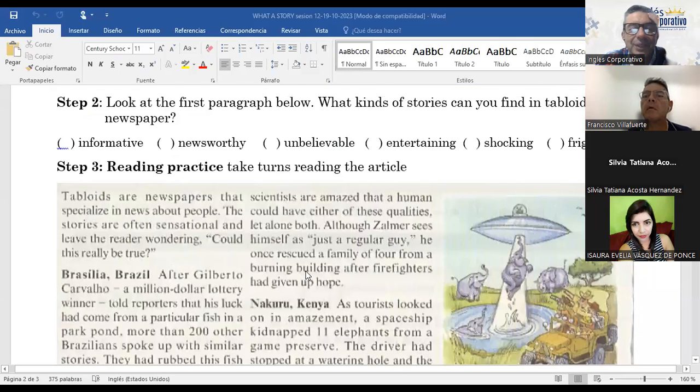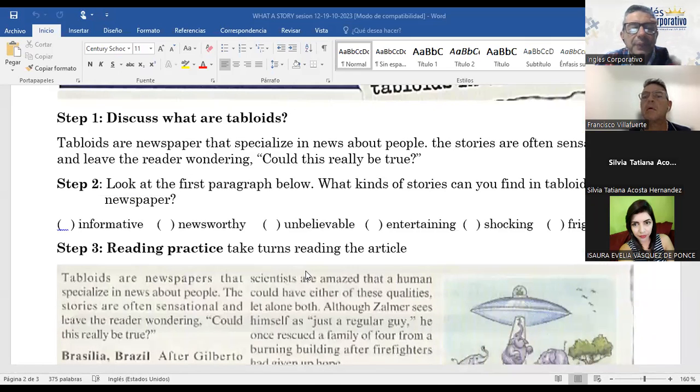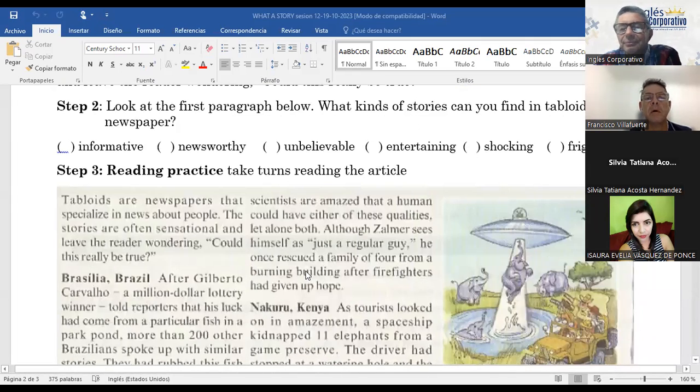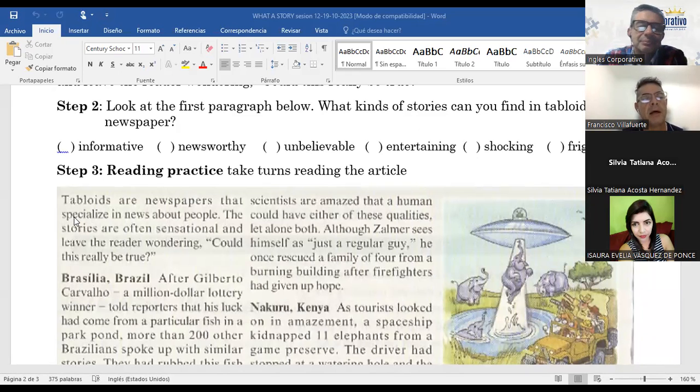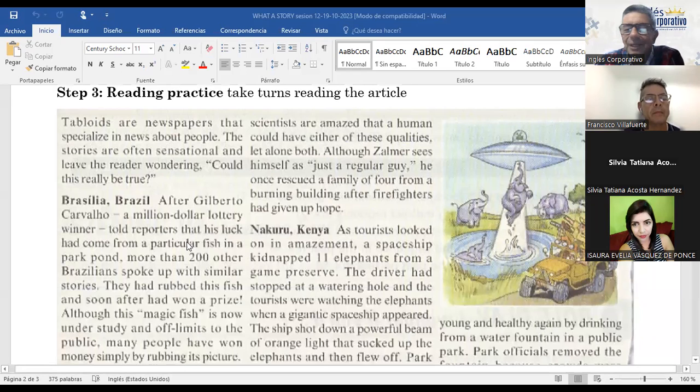Okay, so, let's go with step number three. Read the article, taking turns. Francisco, you start. Tabloids. Tabloids are newspapers that specialize in news about people. The stories are often sensational and leave the reader wondering, could this really be true? Okay, good job.